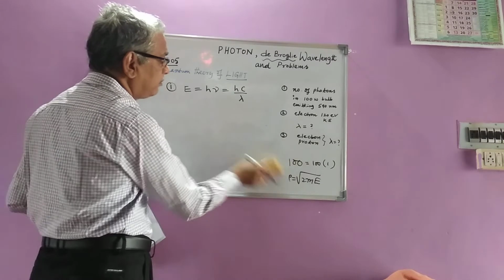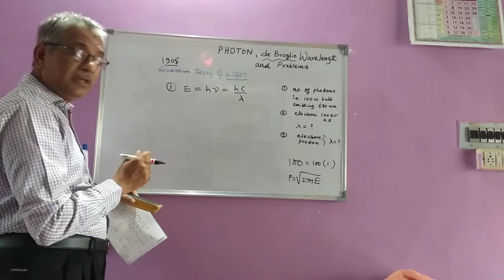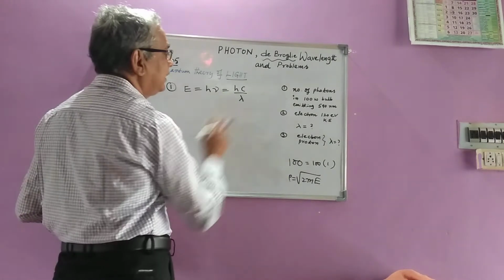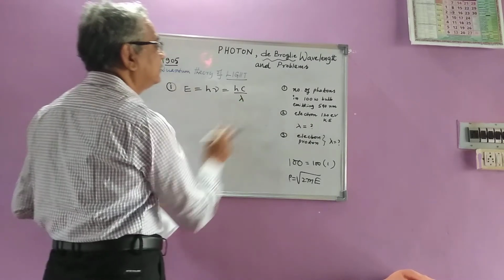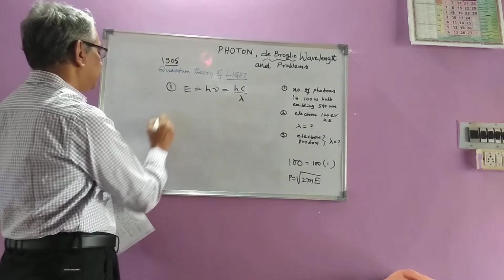Very simple problem, but a very useful, important type of problem. Let us say there is one 100-watt bulb. There is a bulb.